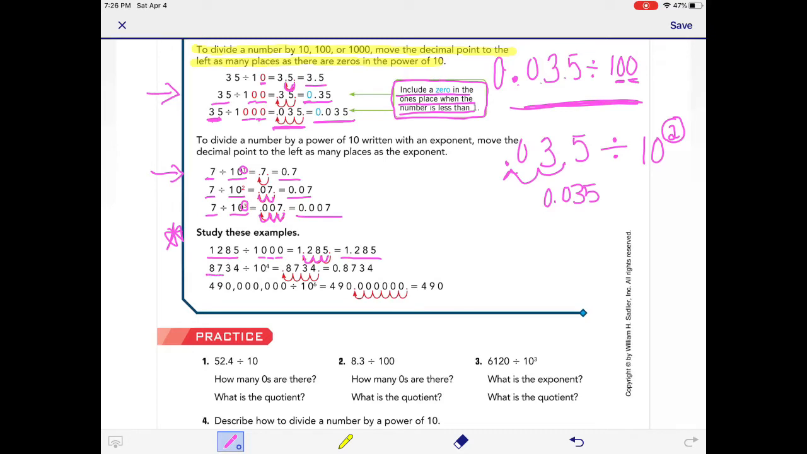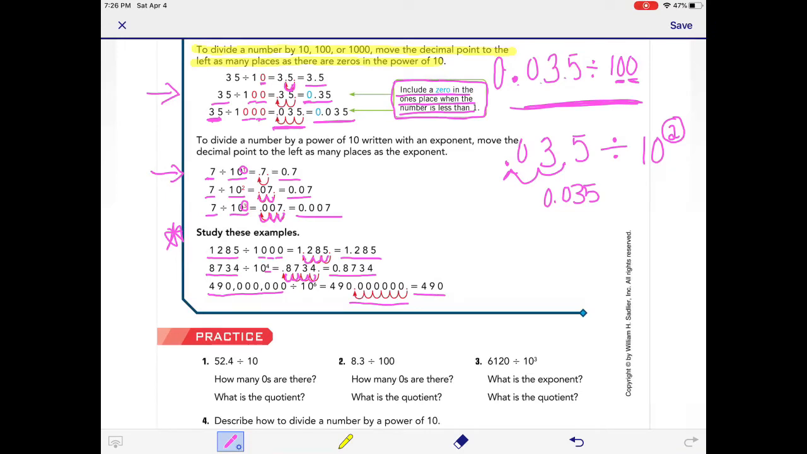Here we've got 8,734 divided by 10 to the fourth power. So we're going to move that decimal point over 4 spots, which they did, and got your number right here. And then we've got 490 million divided by 10 to the sixth power, which means we're going to move the decimal 6 spots over, what they did right here, and you end up simply with 490.